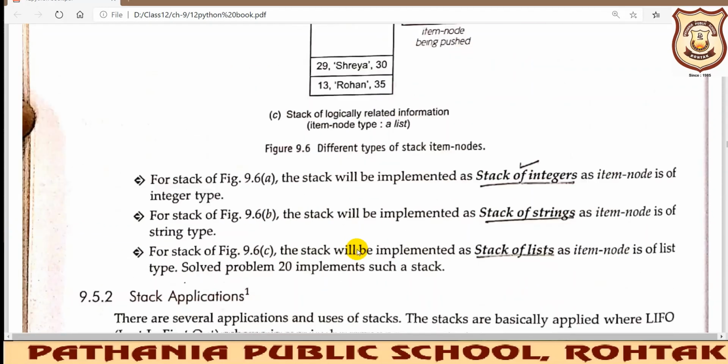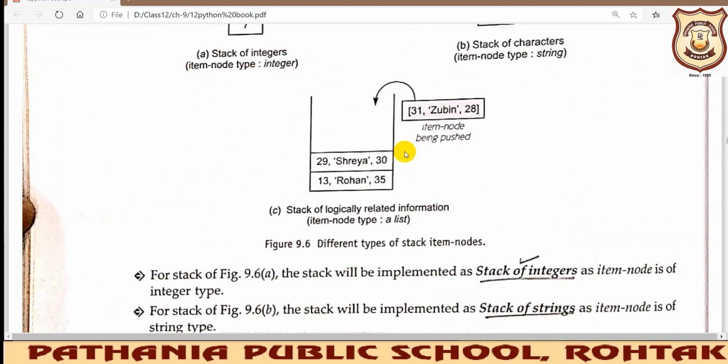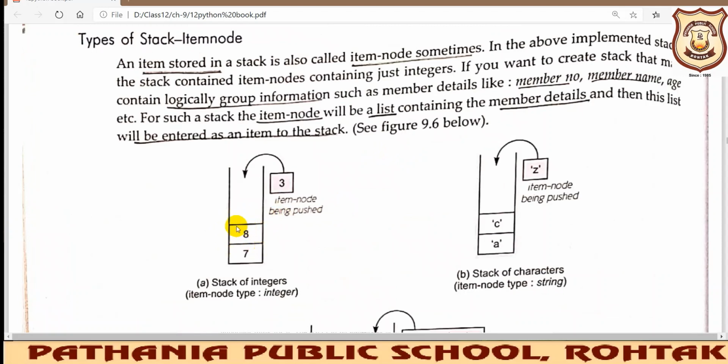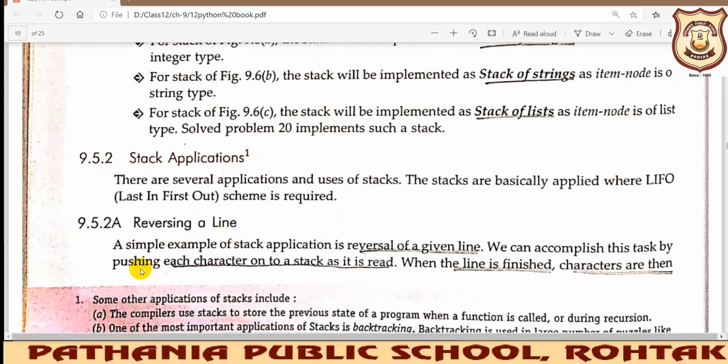Fine. So now let us move to the next topic, that is stack applications. We can find different applications of stack in our day-to-day routine. And we all know that the principle of stack is based on LIFO. LIFO stands for last in first out. That means the element which has entered the stack last will be the one taken out first. Based on this principle, the first application is reversing a line.